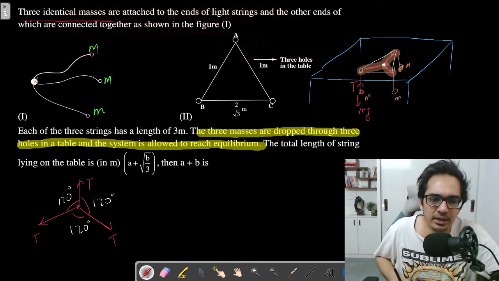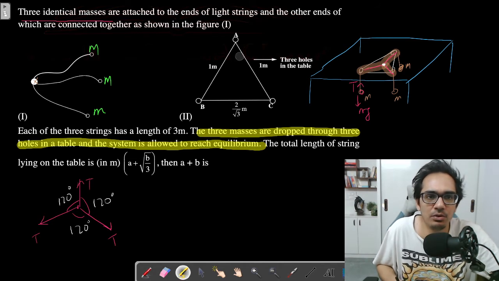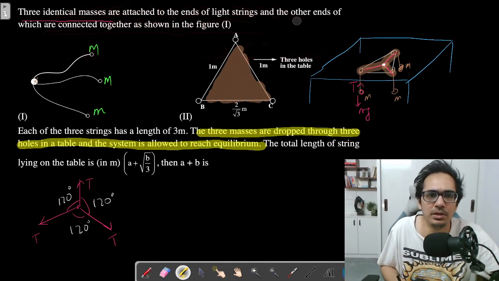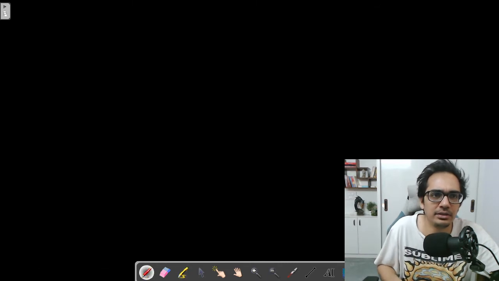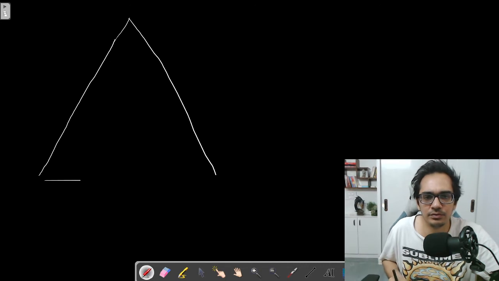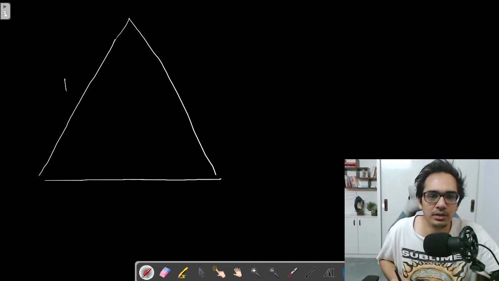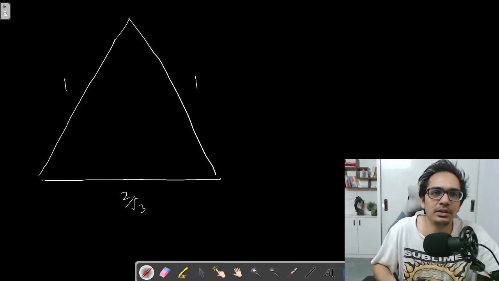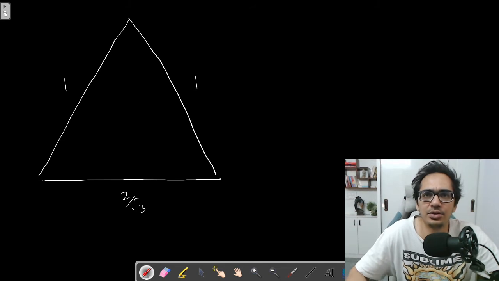Now if you look at this triangle, the only twist here is that this is not an equilateral triangle. Sides are 1 meter, 1 meter, and this side is equal to 2 by root 3 meter. So now how to solve it? I will just take a new page. Okay, so 1, 1, 2 root 3. Now I will draw a triangle, and this is the only calculation part that you have to do. 1, 1 and this was 2 root 3. So at least this is an isosceles triangle. Now from the symmetry of it, we can figure out that the strings have to be at 120, 120, 120. This is not an equilateral triangle.